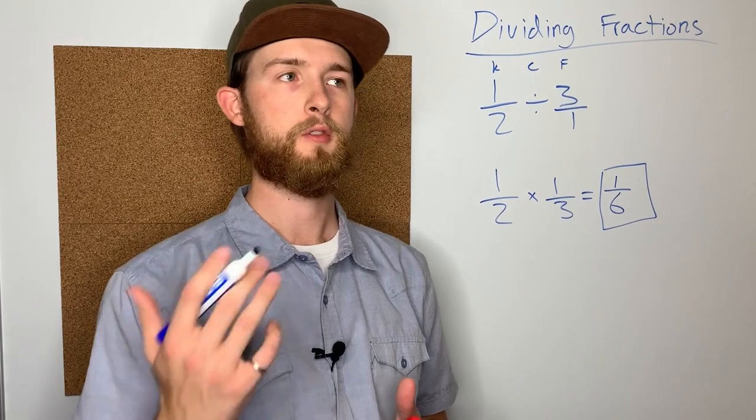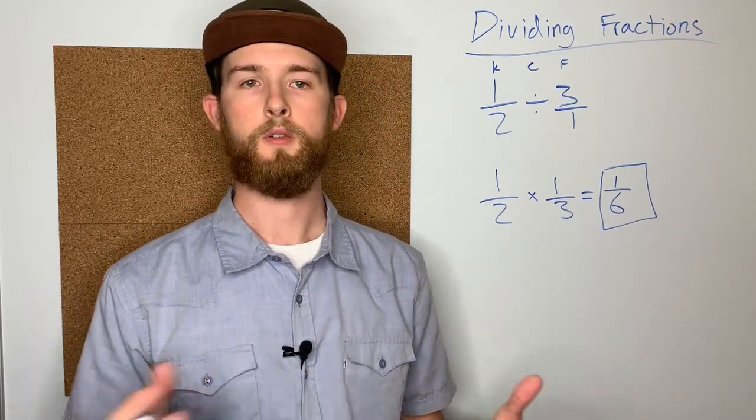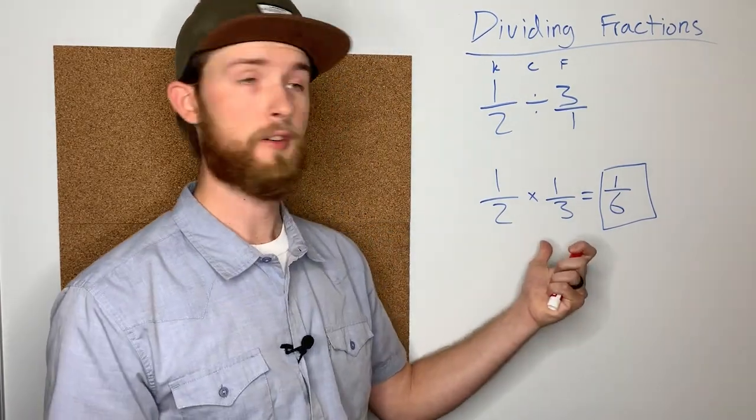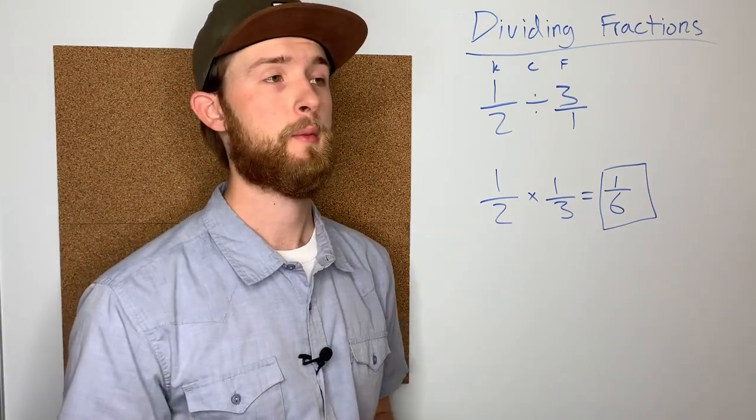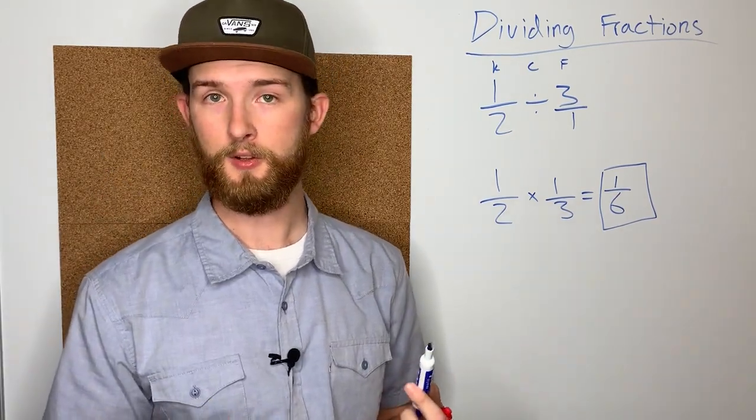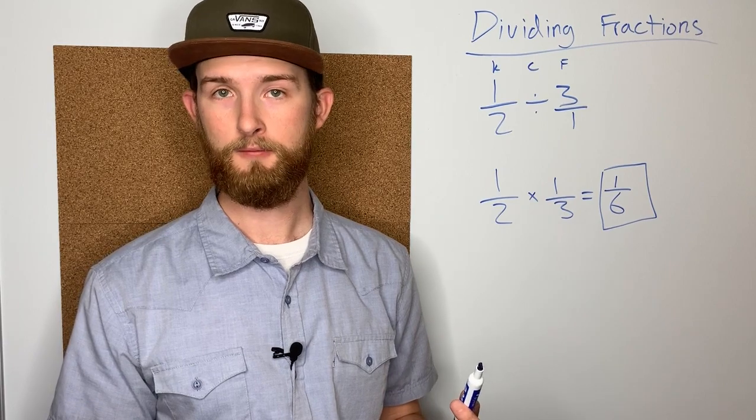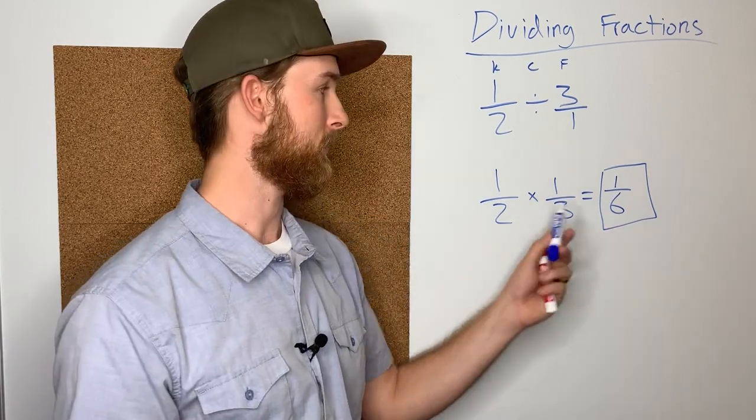So that's great for those of you that want to just solve the problem. You don't really care, you got your answer, you're good to go, your homework problem is correct, great. But if you're like me, I was wondering why. Why does that work? I don't get why you flip the second fraction.